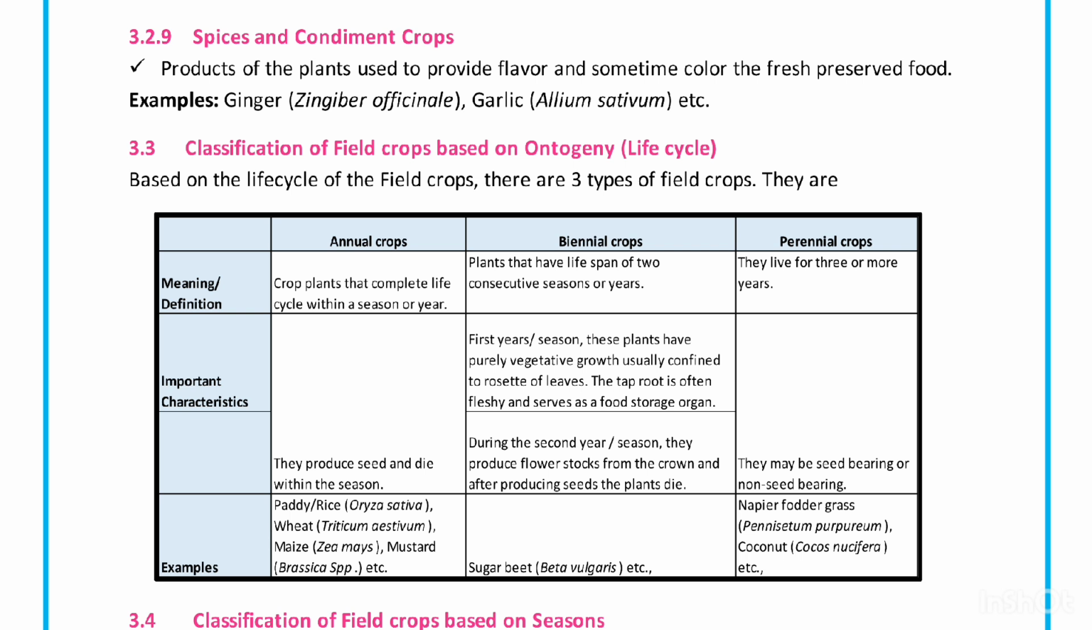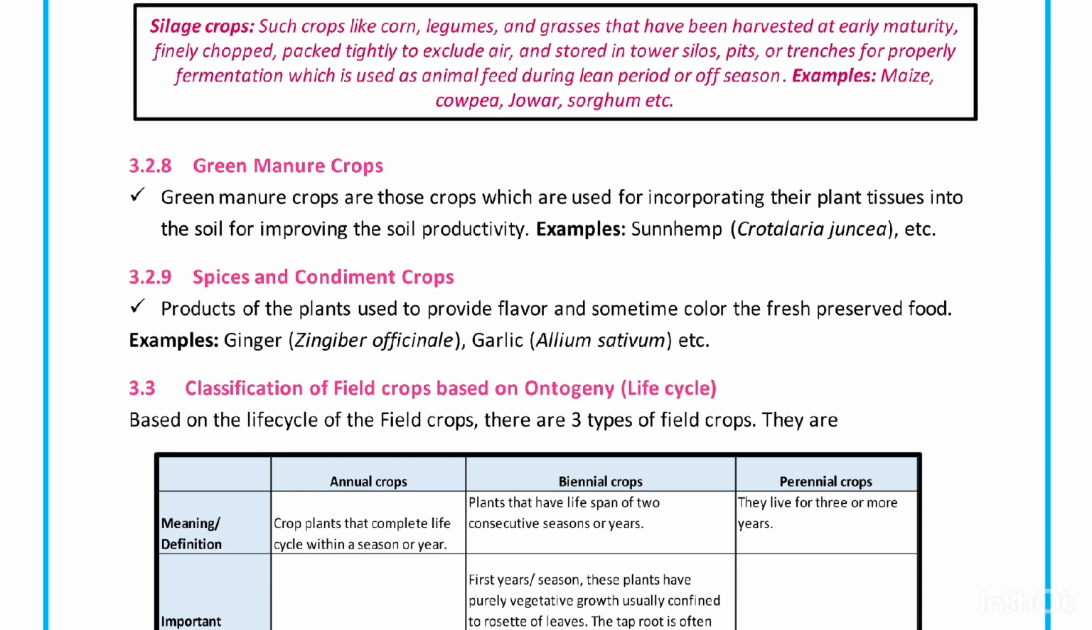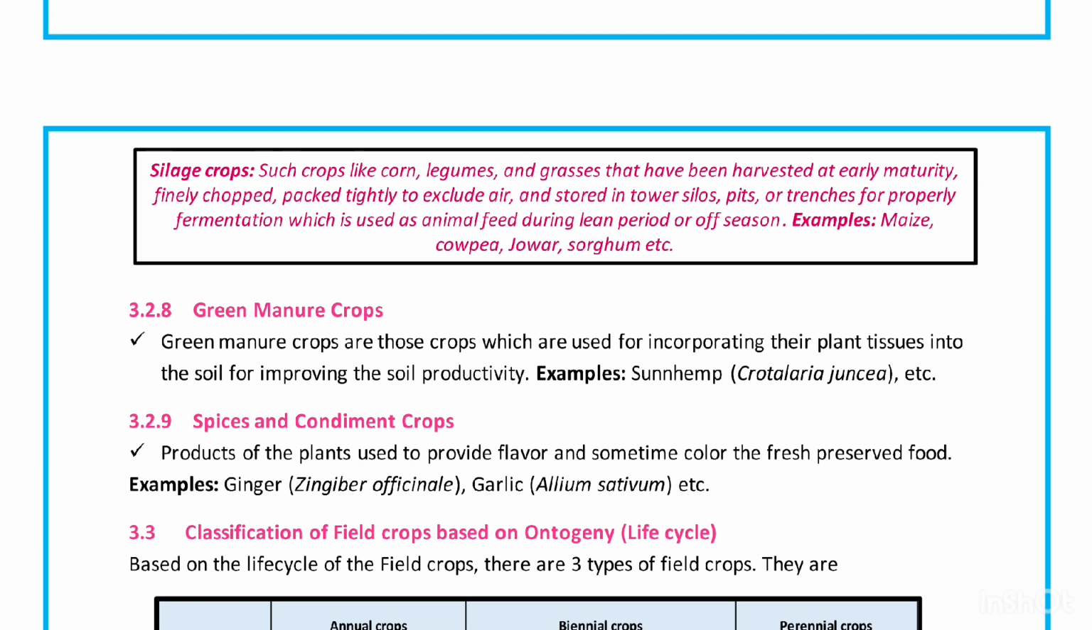Next, we have successfully completed the classification of field crops by use of crop plants and their produce. In the upcoming video, we will cover the rest of the classifications of field crops: ontogeny, scientific, season, mode of pollination, nutrient uptake, climate, depth and type of root system, carbon dioxide fixation, and special purpose. So thank you for watching.